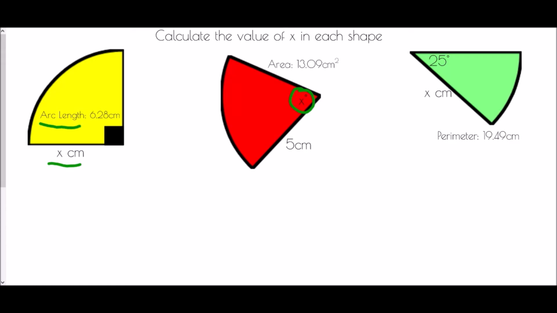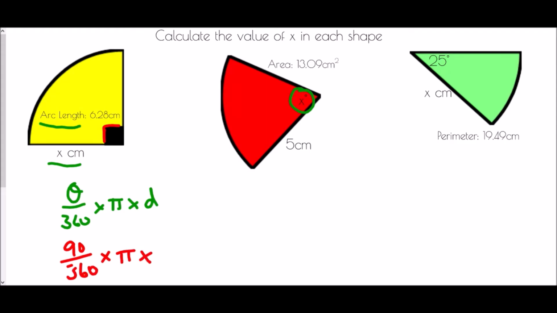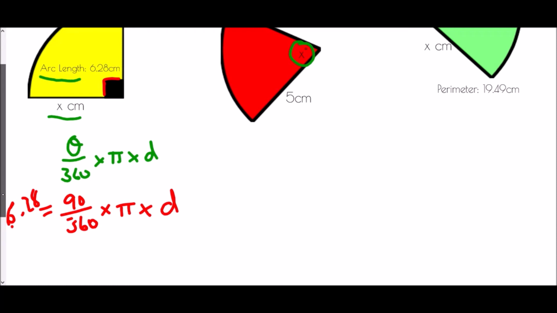So the first one has used arc length. First of all, I want to remind myself of what the formula for arc length is. Arc length is angle over 360 times pi times diameter. So in this case, what is the angle? Well, the angle has a little square, which means that is 90 out of 360 times pi times the diameter. Now we don't know the diameter, we don't know the radius, and so that is still just d. On the left hand side, I actually want to know what the arc length is, and it's 6.28.